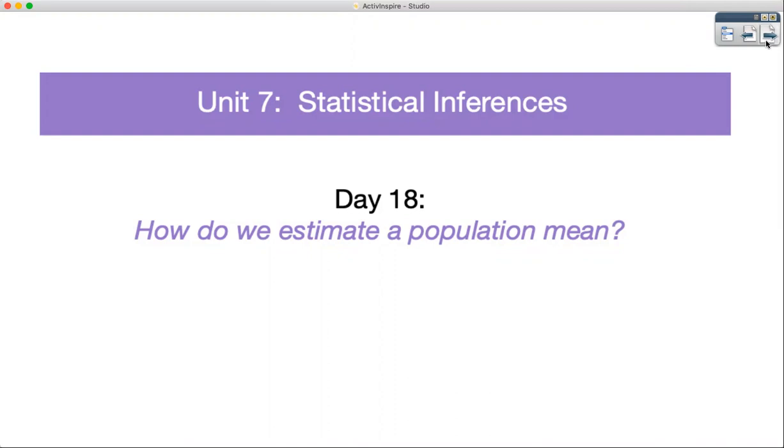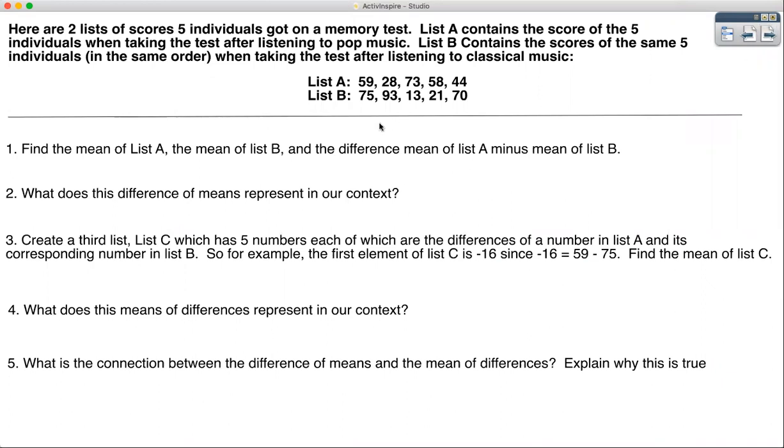Let's get started. All right, so we have two lists right here, and these are two lists of scores that 5 individuals got on a memory test. Now, list A contains the scores of the 5 individuals when taking the test after listening to pop music. And list B contains the scores of the same 5 individuals in the exact same order when taking the test after listening to classical music.